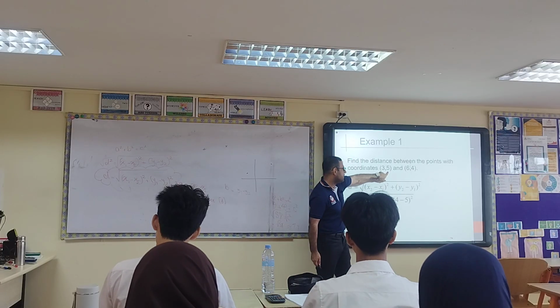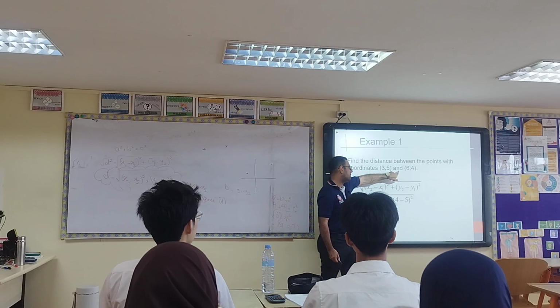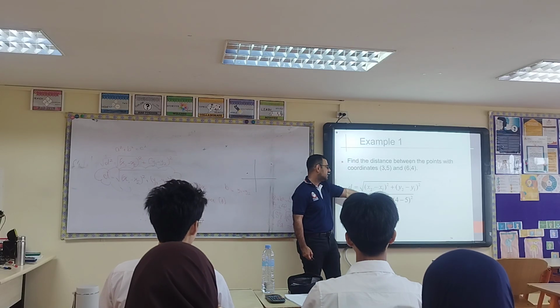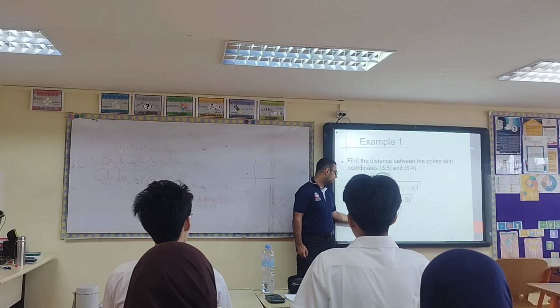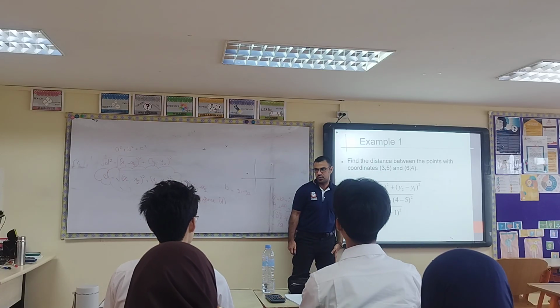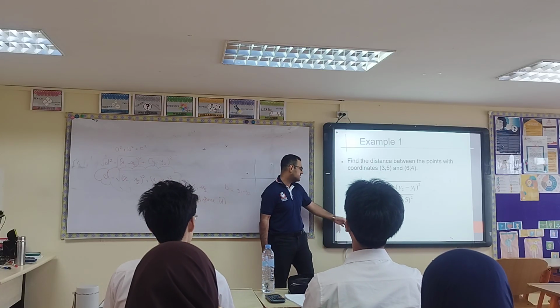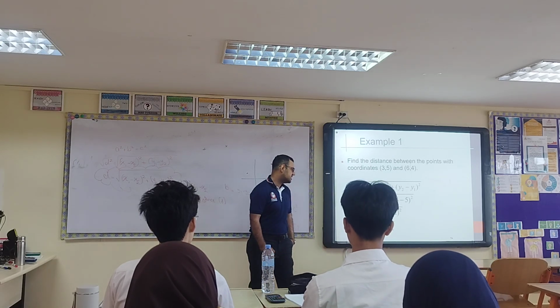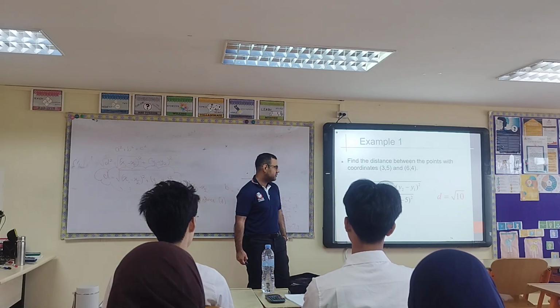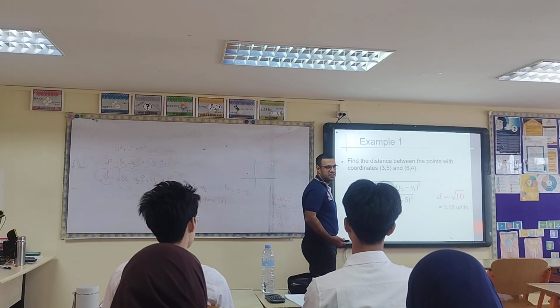For the y's, 5 minus 4, or 4 minus 5 is the same. Squared. So I'm going to have 3 squared, which is 9, and negative 1 squared, which is 1. Plus, that gives root 10. Root 10 is about 3.1.